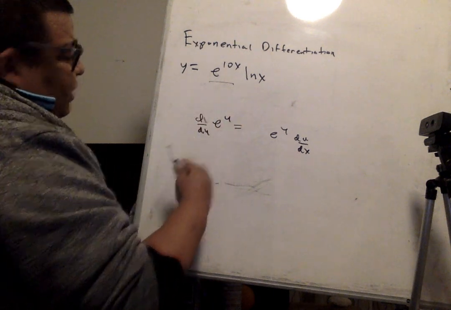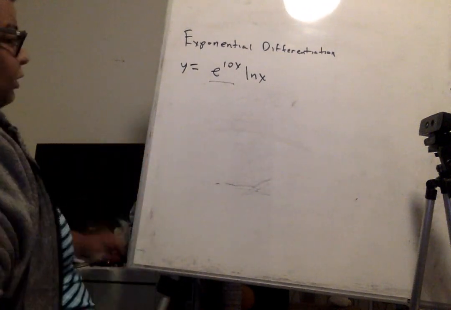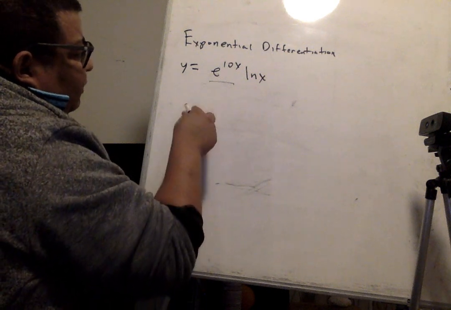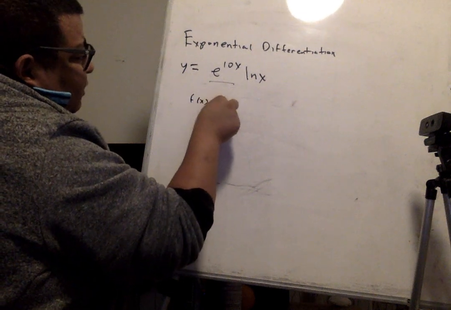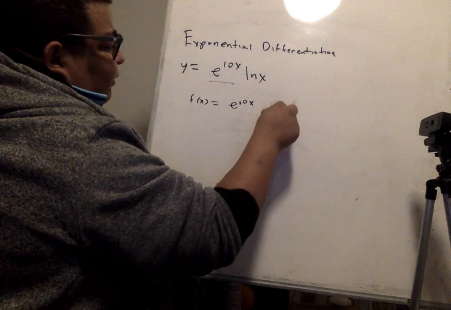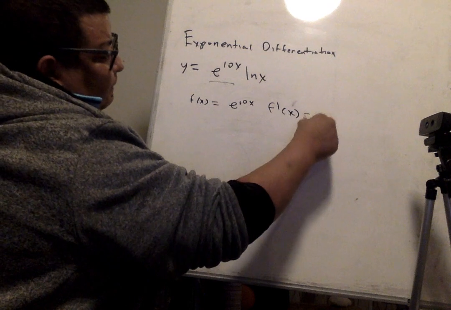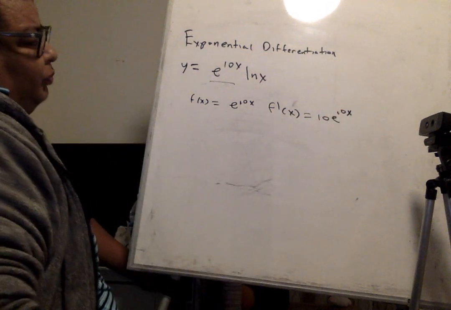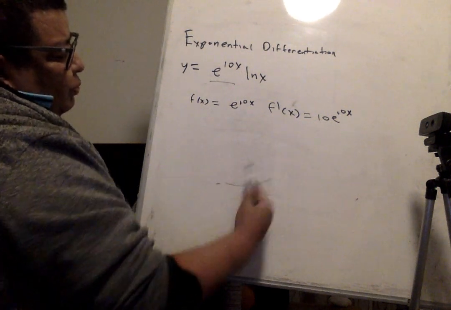So in this case, for example, we're gonna use the product rule because we're multiplying two functions. But first let's gather information. Let's say f of x is equal to e to the 10x. Now the derivative of f of x is equal to 10 times e to the 10x. So what's the derivative of 10x? It's just 10. So that's why I multiply it times that, using the previous rule that I showed you.